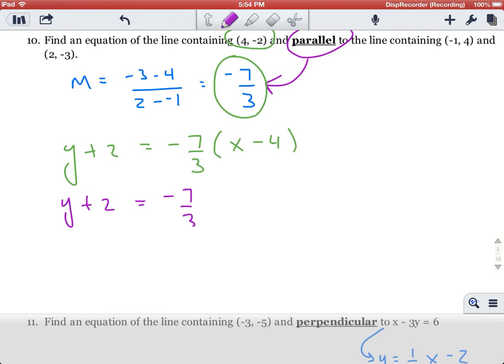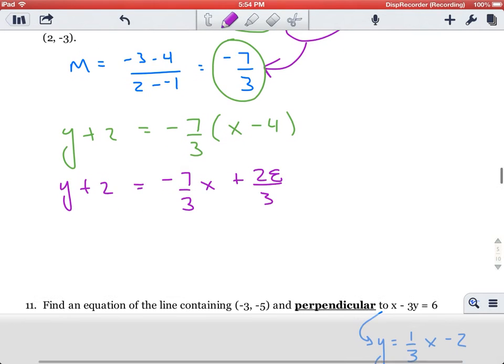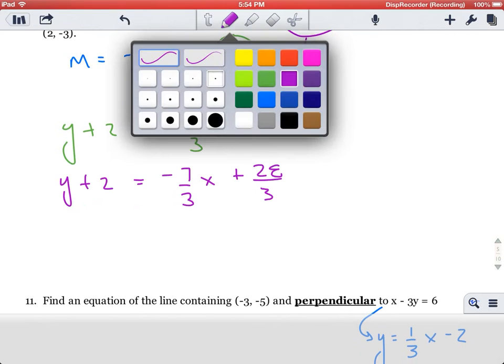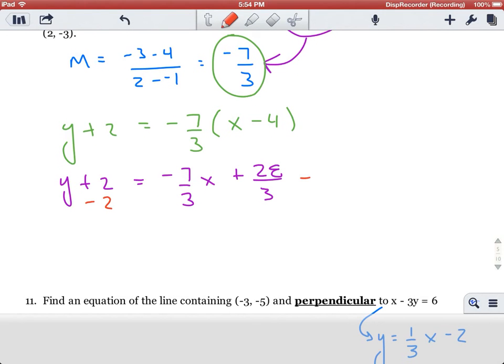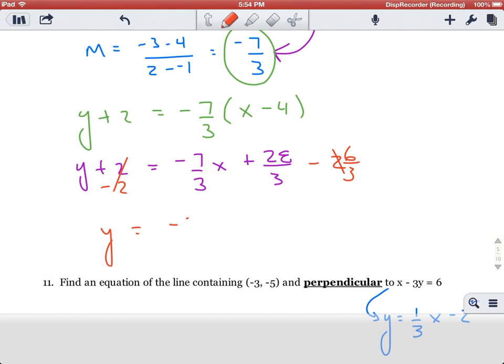So we'll start by distributing the negative 7/3. That'll give us 28/3, and then all we need to do is subtract 2 from both sides, so we need a common denominator. So that's 6/3, and so we end up with y equals negative 7/3 x plus 22/3.